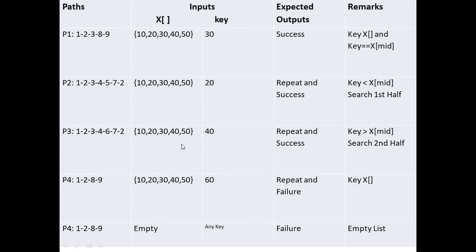Next is 40. This shows the condition where your key element is greater than the middle element. Here the key element is less than the middle element, and here the key element is equal to the middle element. So here also it repeats, because the key element is available in the second half of the array. Now come to 60. Here 60 is not available in the array. Whatever key you have given as input is not available in the array itself, so if you repeat also, it will fail.